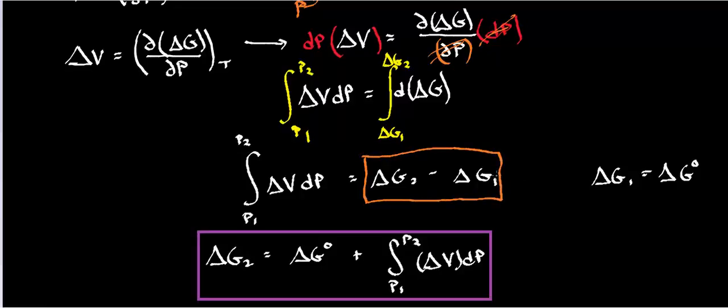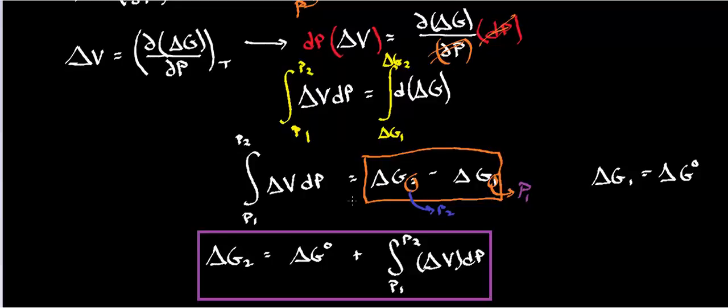Now, this 1, like we saw with pressure or temperature, indicates that this is delta G at pressure 1. This 2 here for delta G2 indicates this is the delta G at the higher or lower second pressure. And I'm going to continue to have the integral of P1 to P2 of delta V dP, and that's just added on. What I've done here is added the delta G1 at pressure 1 to the other side.